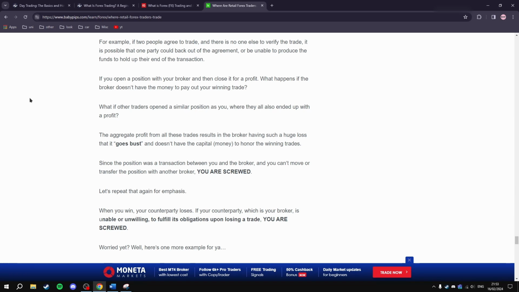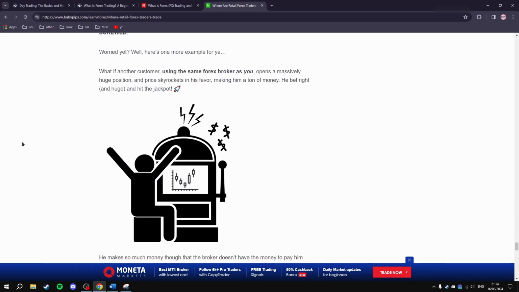Since the position was a transaction between you and the broker and you can't move or transfer the position to another broker, you are screwed. Let's repeat that again for emphasis. When you win, your counterparty loses. If your counterparty, which is your broker, is unable or unwilling to fulfill its obligations upon losing a trade, you are screwed. Worried yet? Well, here's one more example for you.